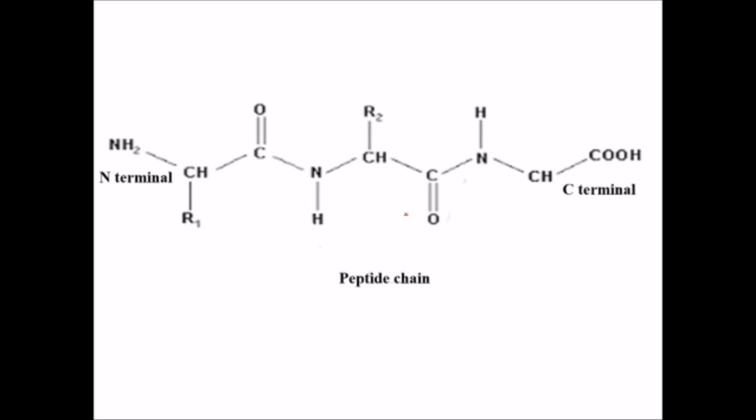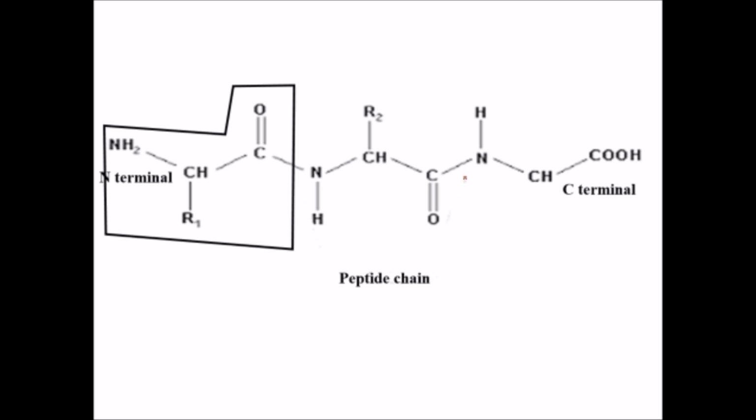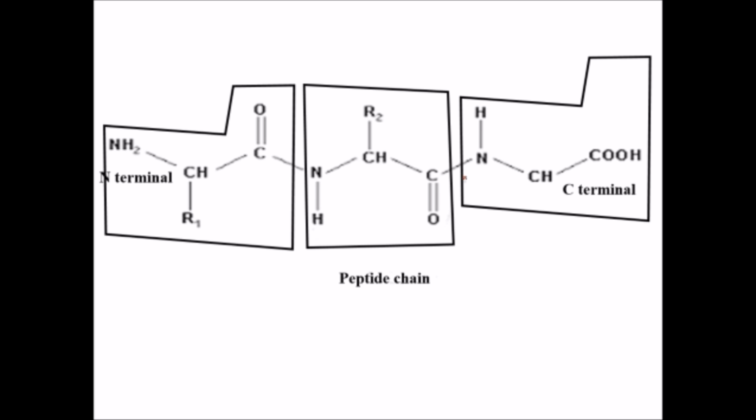This is the linear structure of the peptide chain. I have shown it two-dimensionally because it was difficult for me to represent in the three-dimensional way. Here you will see there are three units of amino acids. There will be one R3 here. This is the side chain, and the carbon which is attached to the carboxyl on one side and the amine on the other is the C alpha carbon.